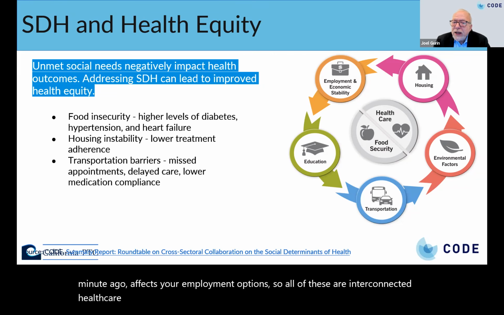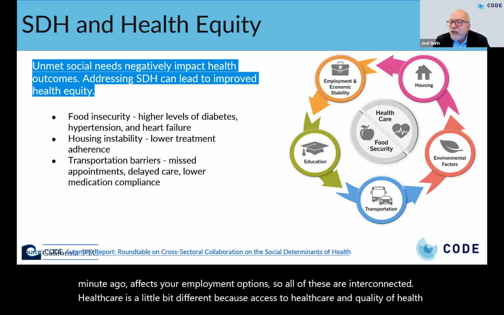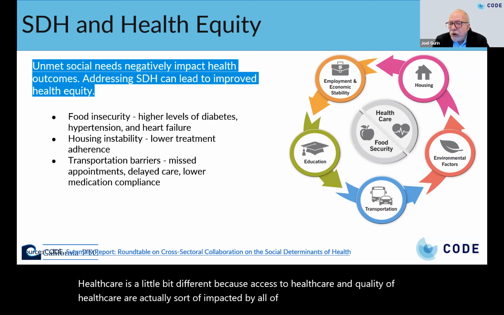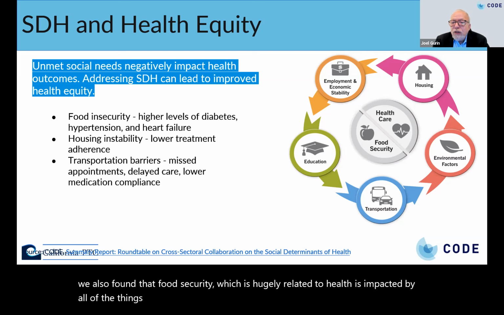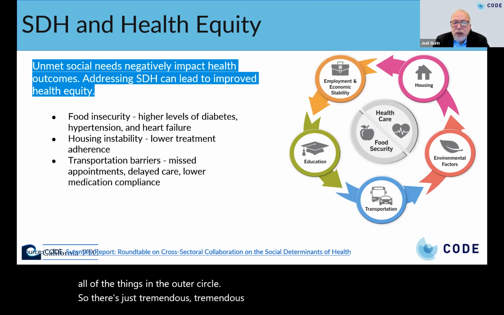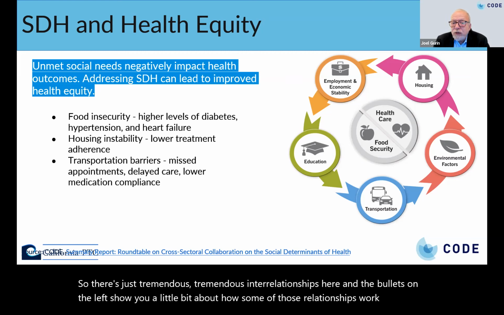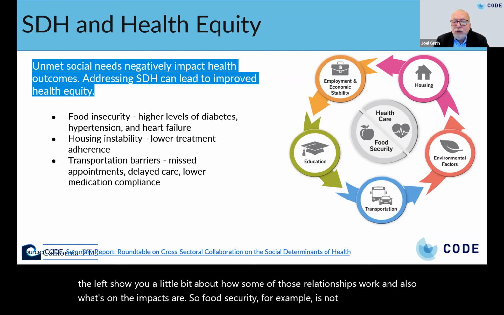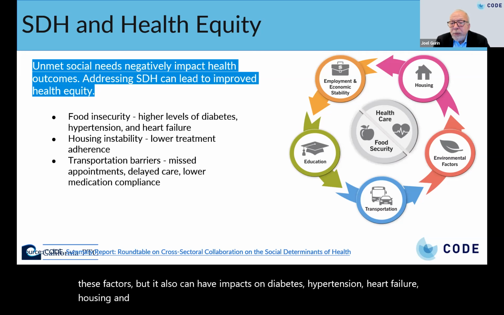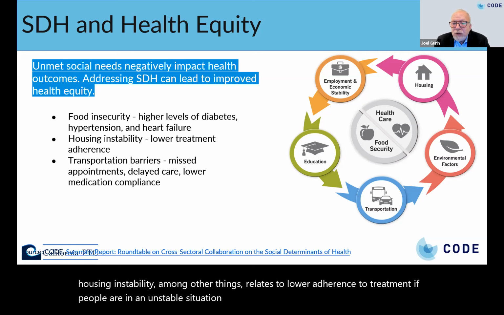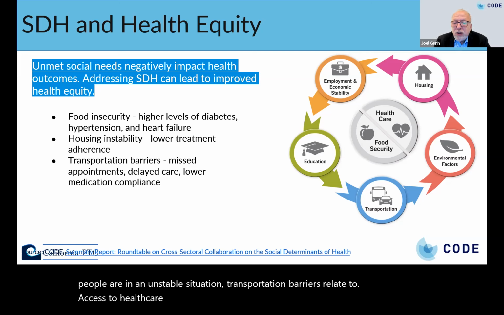Healthcare is a little bit different because access to healthcare and quality of healthcare are impacted by all of the things in the outer circle. And we also found that food security, which is hugely related to health, is impacted by all of the things in the outer circle. So there are tremendous interrelationships here. And the bullets on the left show you a little bit about how some of those relationships work and also what some of the impacts are. So food security, for example, is not only affected by all these factors, but it also can have impacts on diabetes, hypertension, heart failure. Housing instability, among other things, relates to lower adherence to treatment if people are in an unstable situation. Transportation barriers relate to access to healthcare, whether people can get to their appointments, whether they delay care, issues in medical compliance as well.